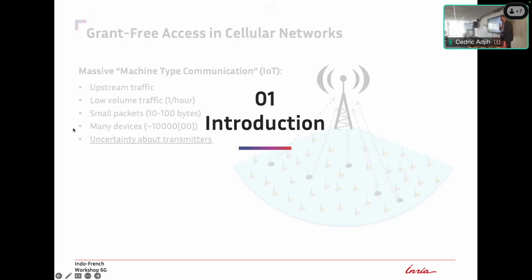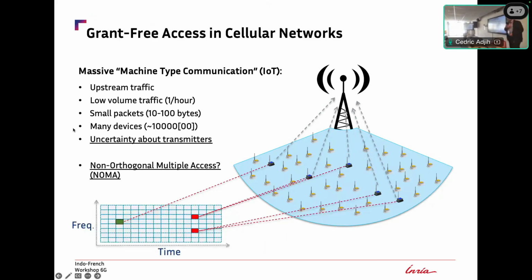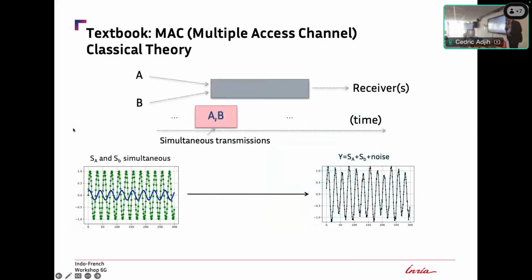So in the introduction, we are back to the classical system of massive machine type communication, with a lot of devices, a few of them active, and some few packets. As you know, in this setting the signaling can become huge, and one way around it is NOMA. Marceau presented some NOMA techniques, and I go back still to the basics.